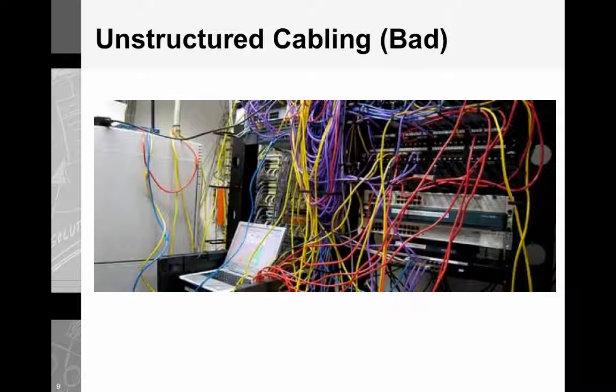Okay, so now let's talk about cabling. This is an example of bad cabling. You have no idea from which switch to which computer the cables are going. You have these colored cables going on. I'm sure there is some kind of method to this madness here, but it's pretty messy. You don't want to be doing this. This is what we call unstructured cabling.